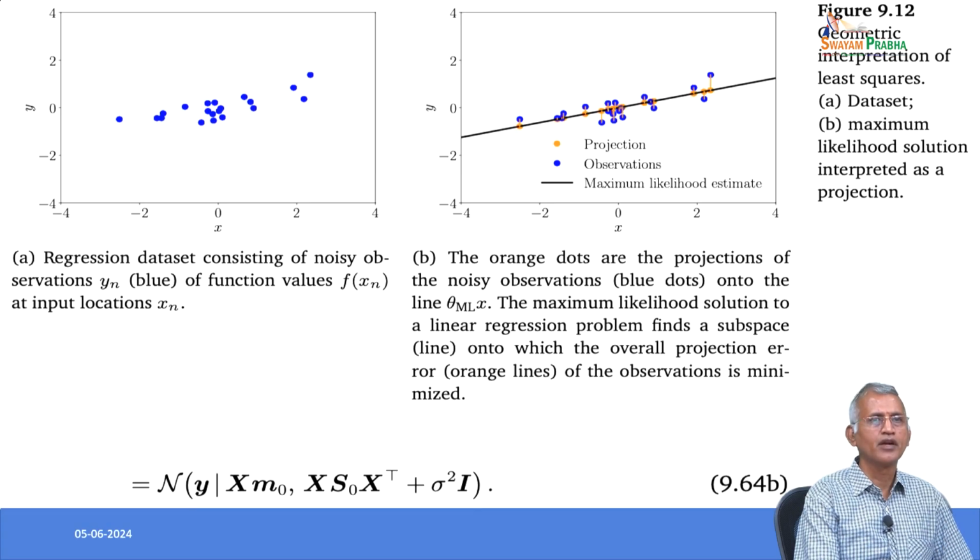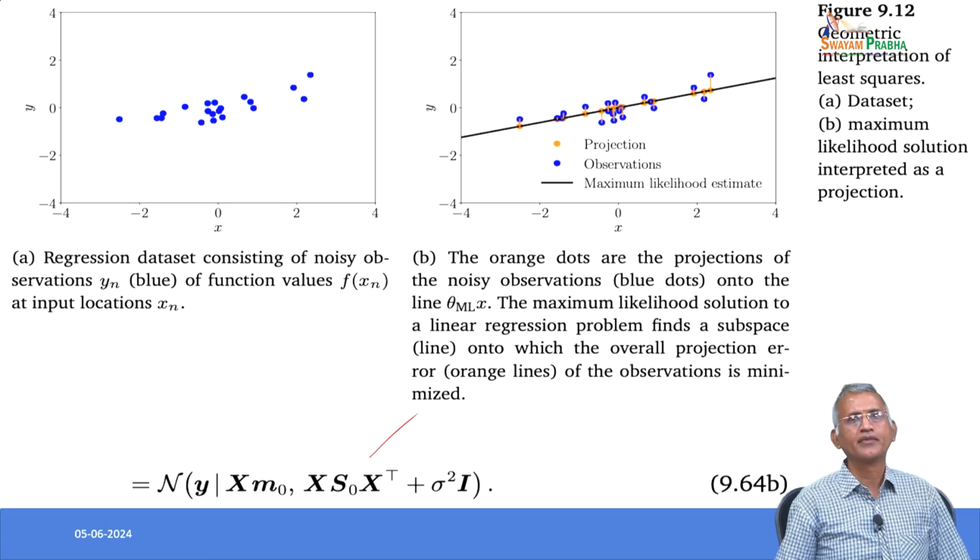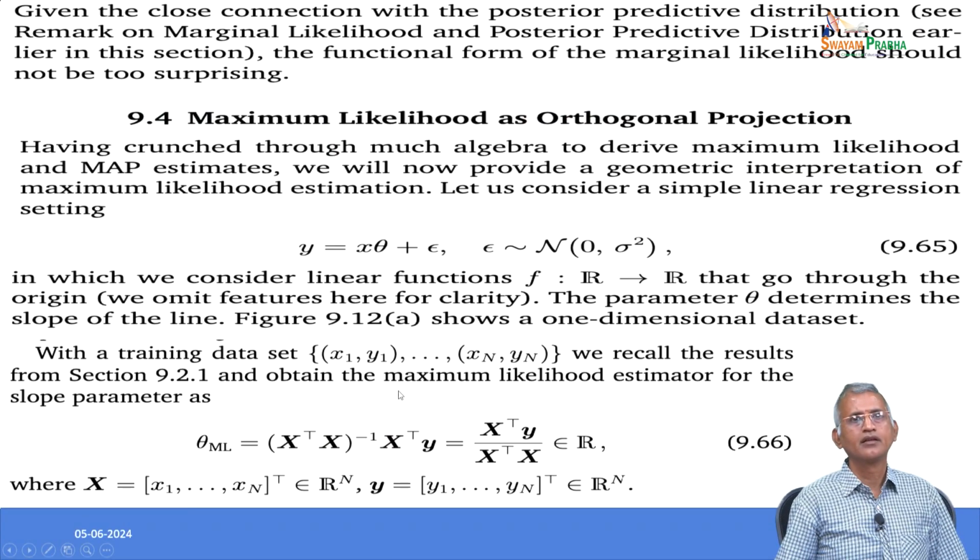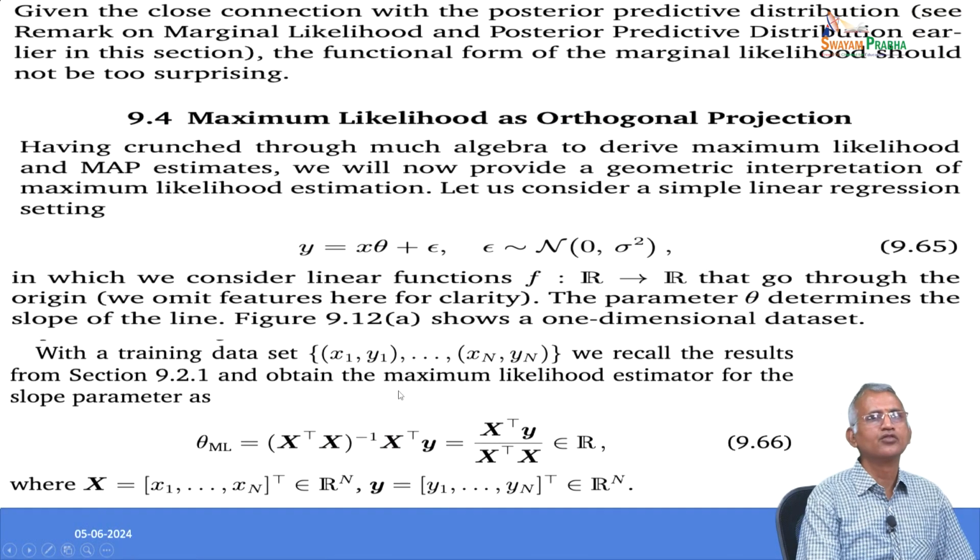Therefore, N of y by X m naught comma X S naught X transpose plus sigma square I, and given the close connection with the posterior prediction distribution. So, see the remark on the marginal likelihood and posterior prediction distribution earlier in this section. The functional form of the marginal likelihood should not be too surprising.